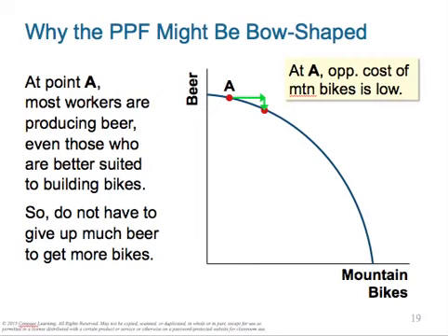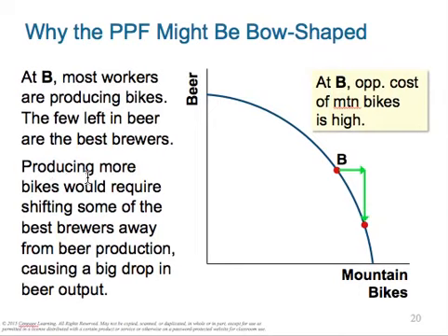At point A, most workers are producing beer. So we have more workers producing beer than we do mountain bikes. You just draw an imaginary line down. That's how many mountain bikes you're producing, and this is how much beer you're producing. So most of the workers are producing beer, even those that are better suited to be building mountain bikes. So you do not have to give up much beer to get more bikes. At point A, the opportunity cost of mountain bikes is low. There's not a real big rise over run here. So here we're using workers as more general resources to keep things simple, just like our previous examples.